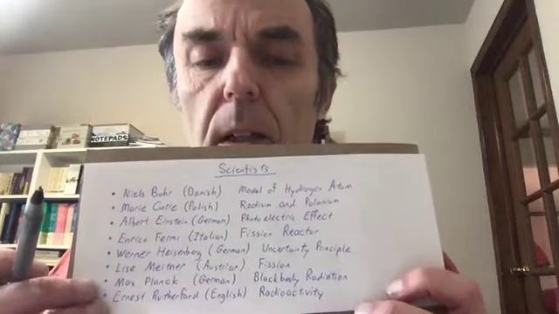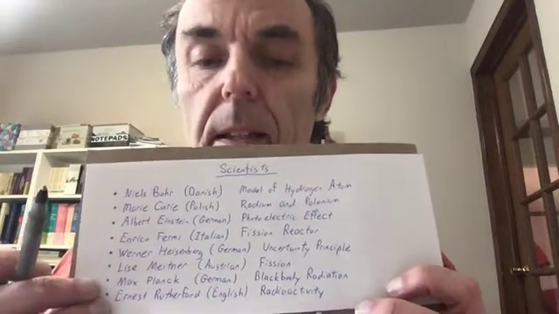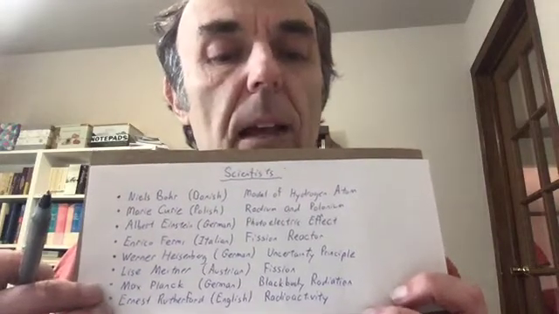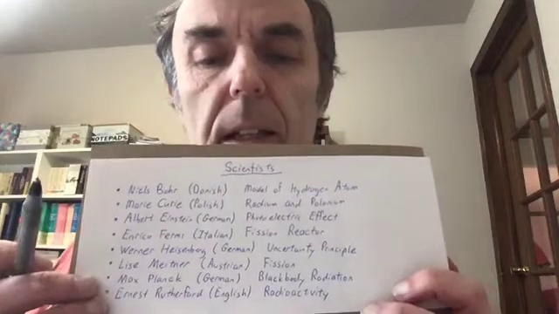Max Planck, we're going to talk about today, a German scientist who studied blackbody radiation and came up with Planck's constant. And finally, Ernest Rutherford, an English scientist.